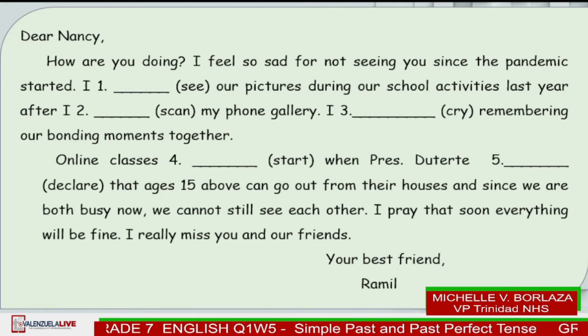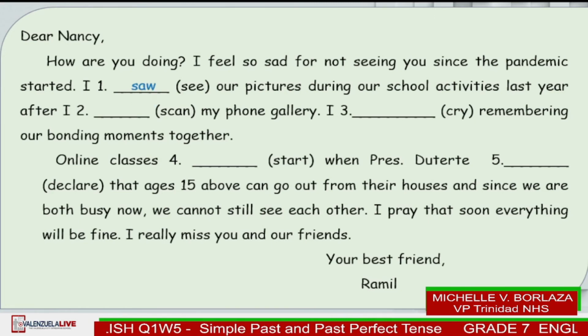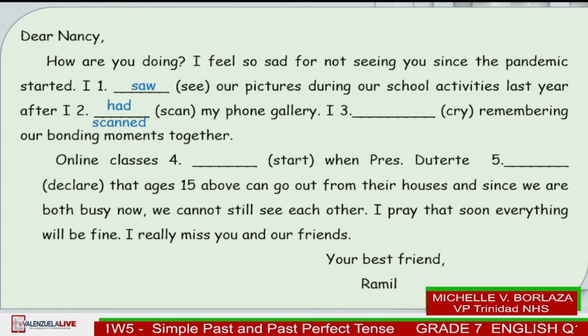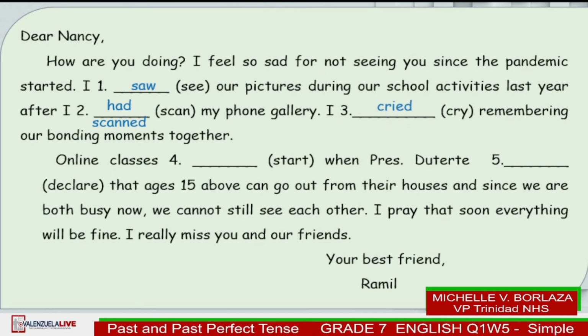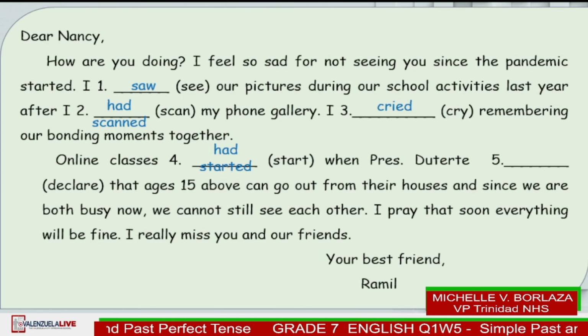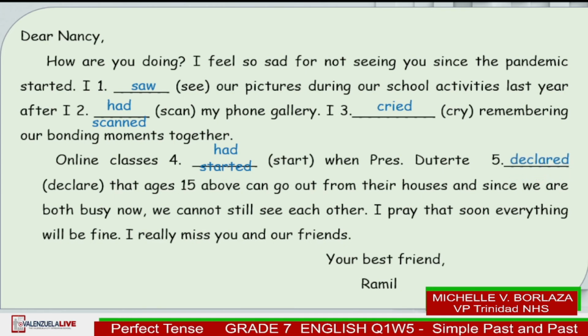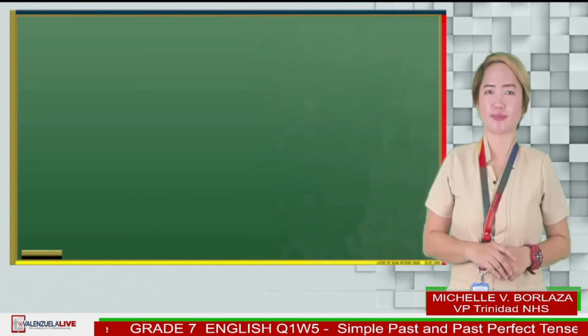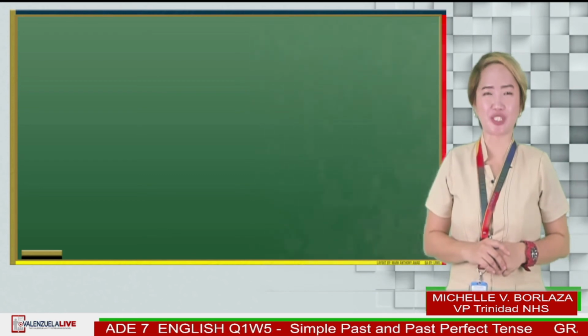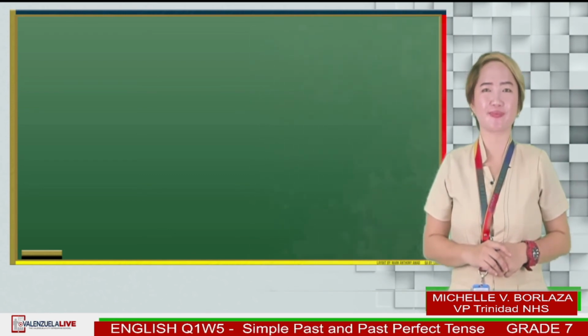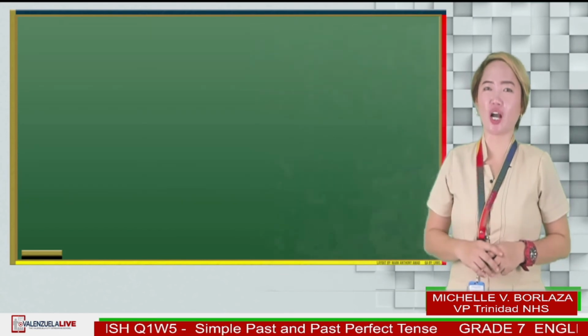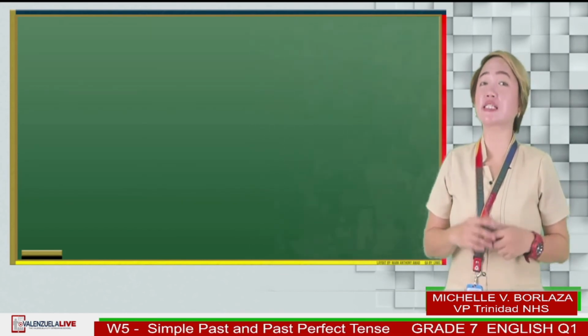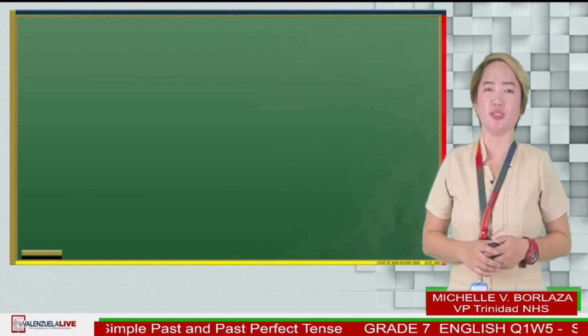Let's now find out if you got the correct answers. For number 1, saw. Number 2, had scanned. Number 3, tried. Number 4, had started. For number 5, declared. Did you get all correct answers, learners? Wow, great job. But if not, it's just fine. You are still doing good.